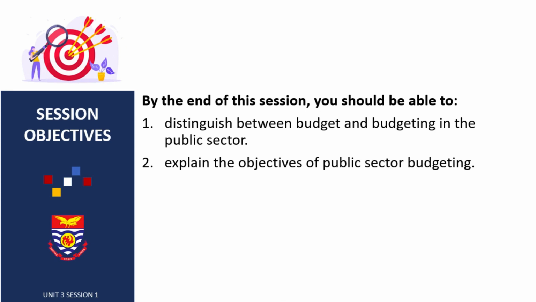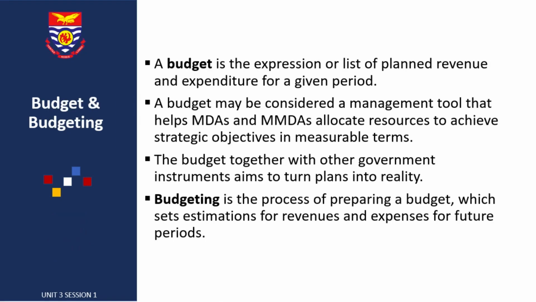Now, what is a budget? Obviously, we've all heard what a budget is one way or the other. In our personal lives, we put together our expenditure plan, what we would want to buy, what we would want to incur on, and where we are expecting money from. Basically, that's a budget. We plan for something in terms of finances. A budget is basically a financial forecast. It is an expression or a list of planned revenue and expenditure for a given period.